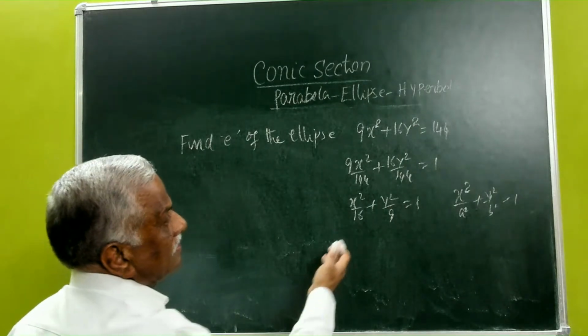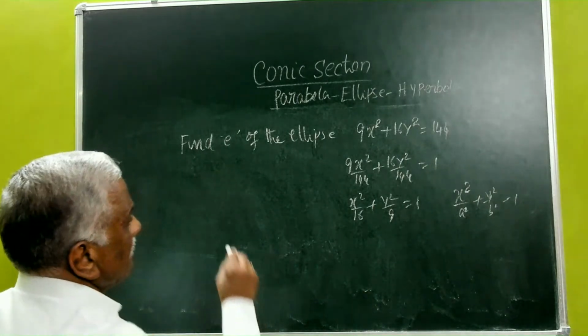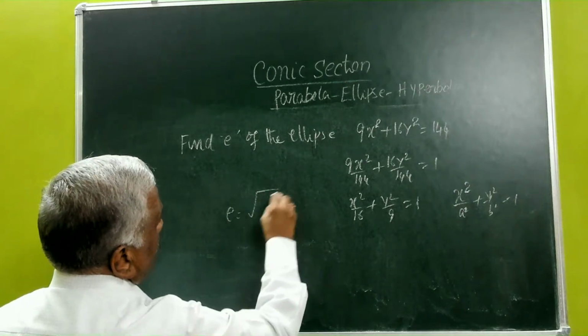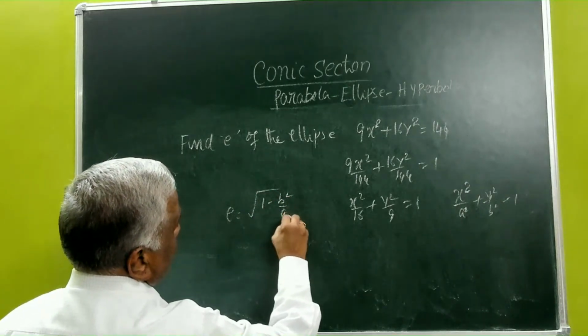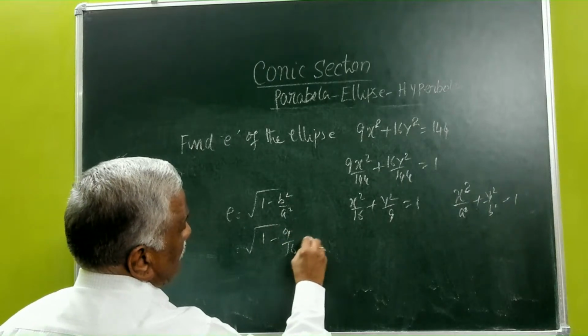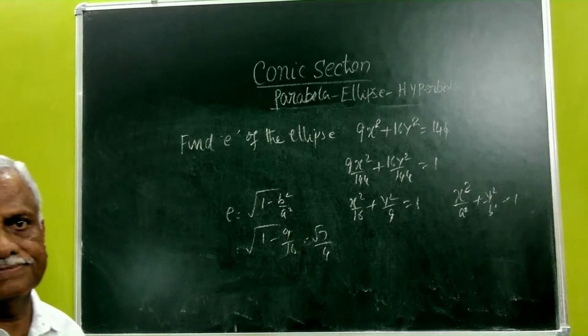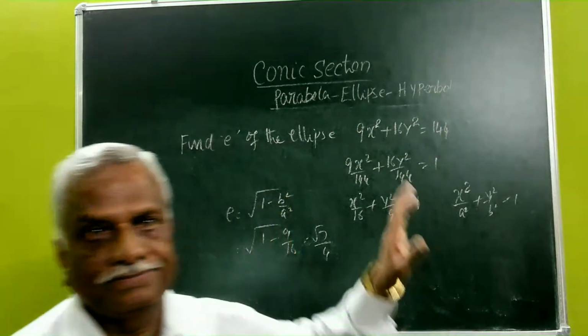So what is that you notice? It's a first type of ellipse. Therefore, E is equal to root of 1 minus b square by a square. 1 minus what is b square? 9 by 16, so the answer is root 7 by 4. I think you got my point.